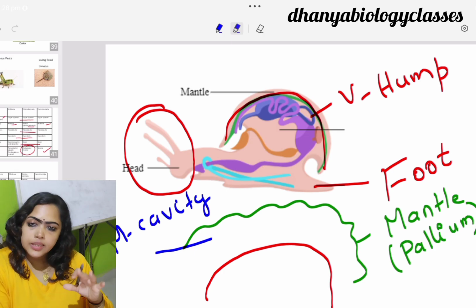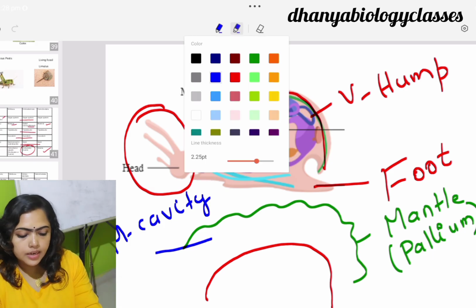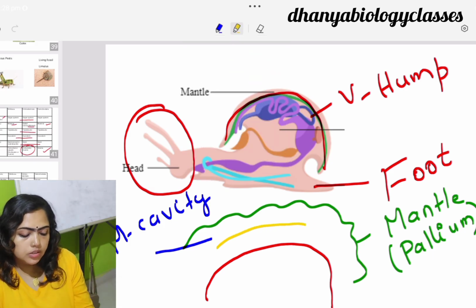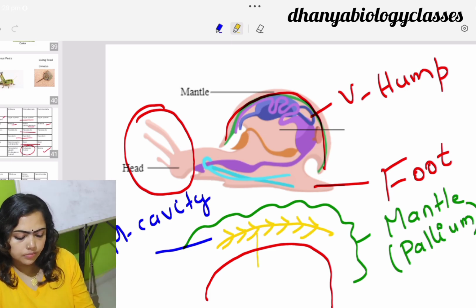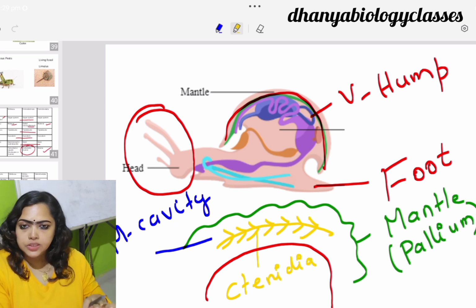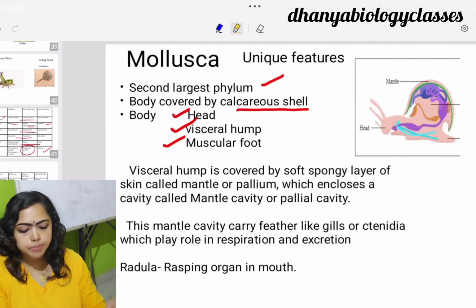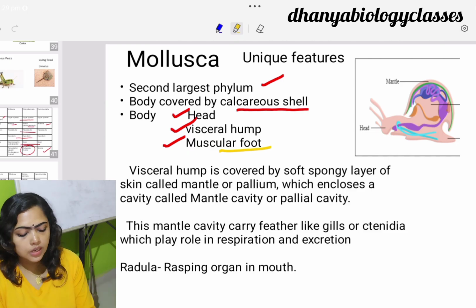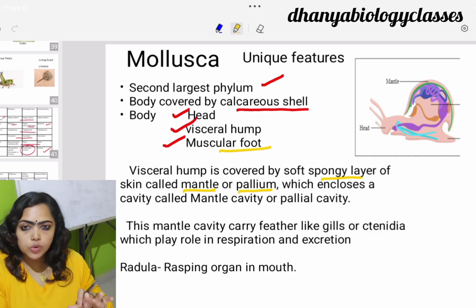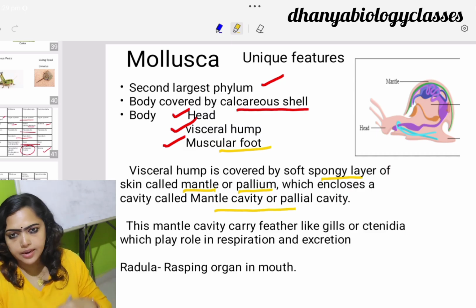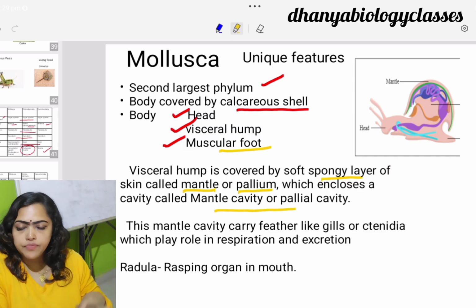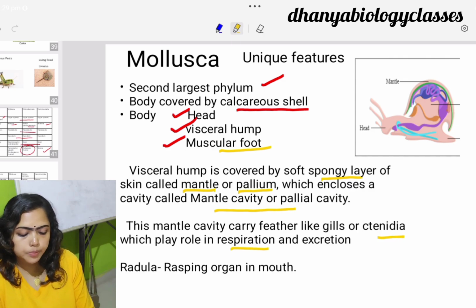Then this mantle cavity or pallial cavity carries an important structure which is called ctenidia. They are feather-like gills. And their function is respiration and excretion. So three parts are there: head, visceral hump, and what? Muscular foot. The visceral hump is covered by a soft spongy layer of skin. It is called what? Mantle or pallium, which encloses a cavity called what? Mantle cavity or pallial cavity. And this mantle cavity carries feather-like gills or ctenidia, which play a role in respiration and excretion.